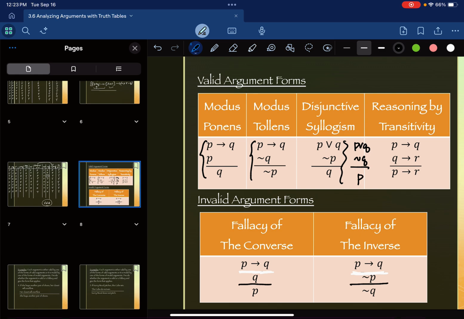Fallacy of the converse says P implies Q. So if P, then Q. And Q happens, therefore P must have happened. And the answer is not always, right? If daughter is supposed to not leave her shoes on the floor, then her shoes get taken. The shoes getting taken doesn't necessarily mean that she left them on the floor or left them in the living room or whatever, right?